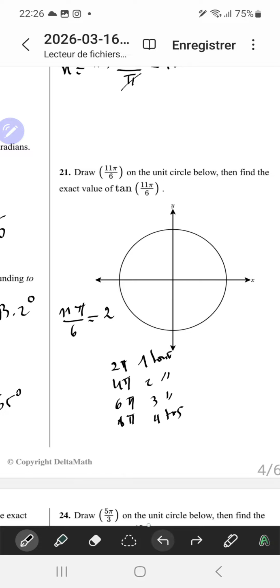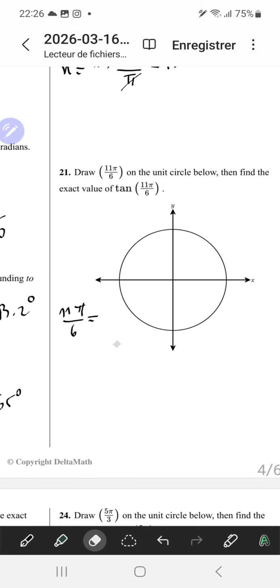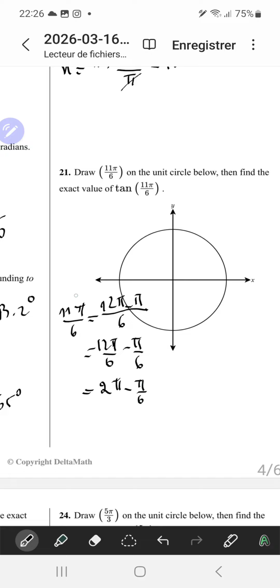So how can we convert this to a number of towers, which means a multiple of 2 pi plus something? We will search the nearest multiple of 6 to 11. It's 12. 12 pi minus pi, which is exactly 11 pi over 6. And then it's 12 pi over 6 minus pi over 6. This gives us 2 pi, which is 1 tower. So this is the same on the circle as this.